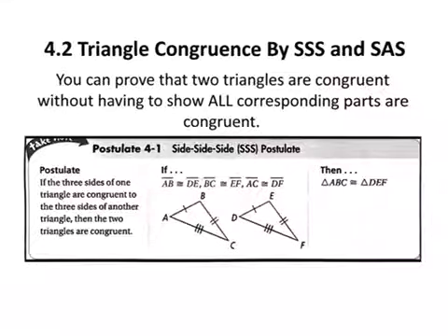Section 4.2, triangle congruence by side, side, side, and side, angle, side. You can prove that two triangles are congruent without having to show all of the corresponding parts are congruent. So basically, we're going to save some time.